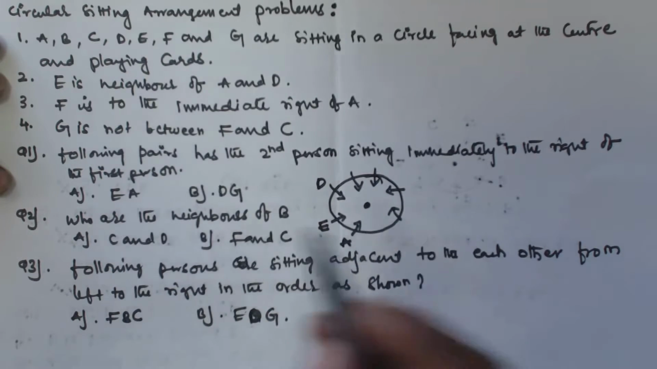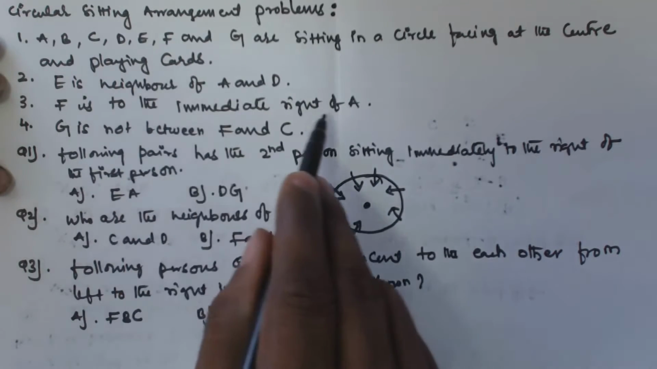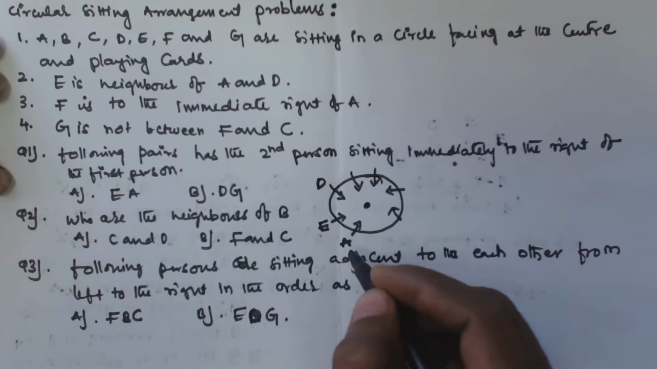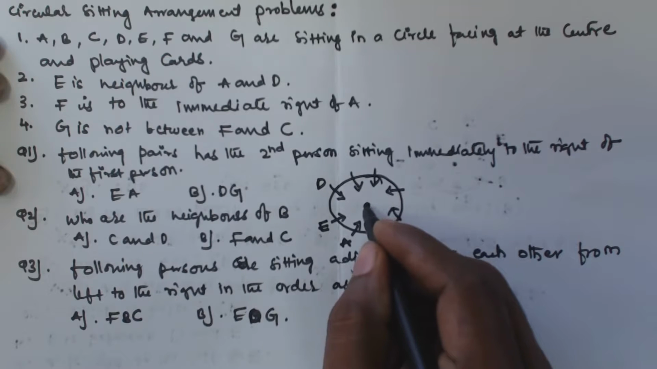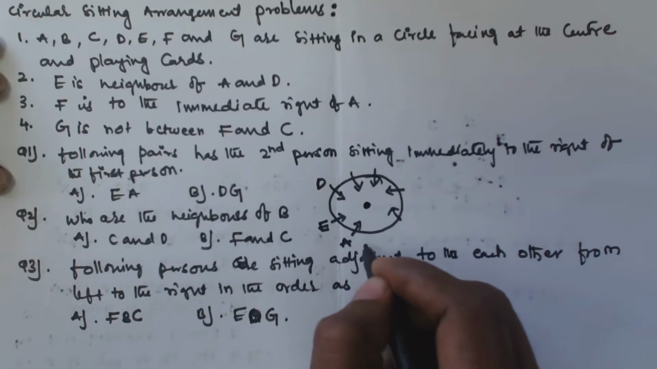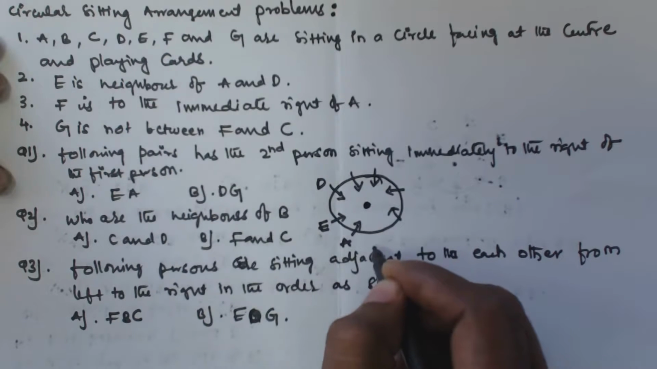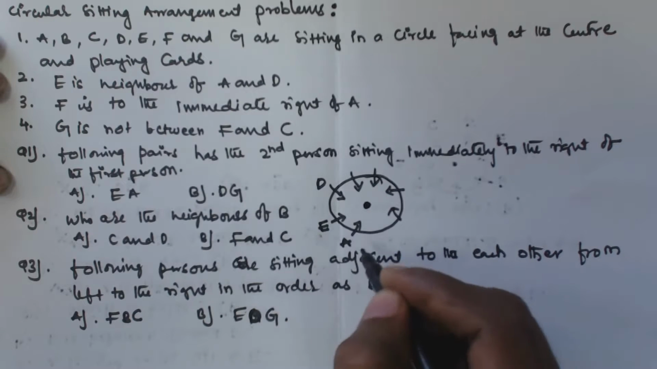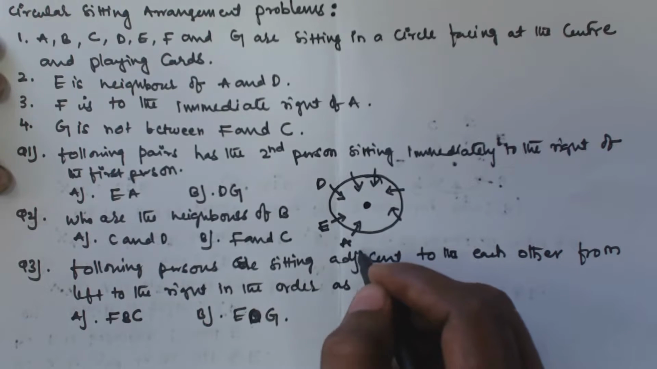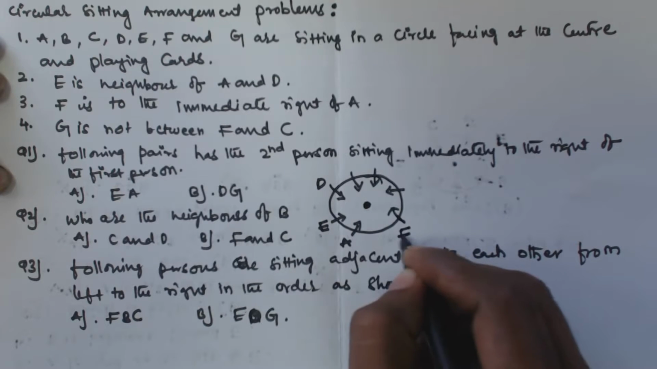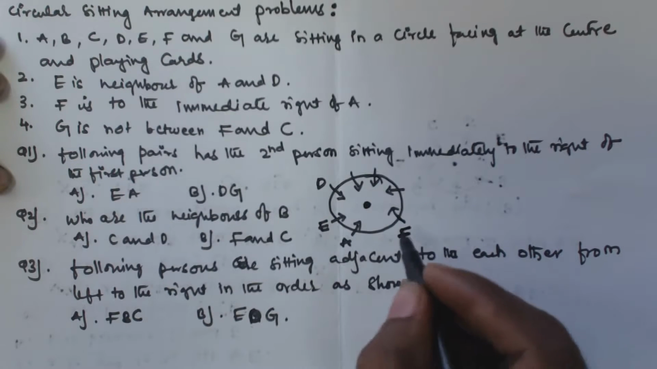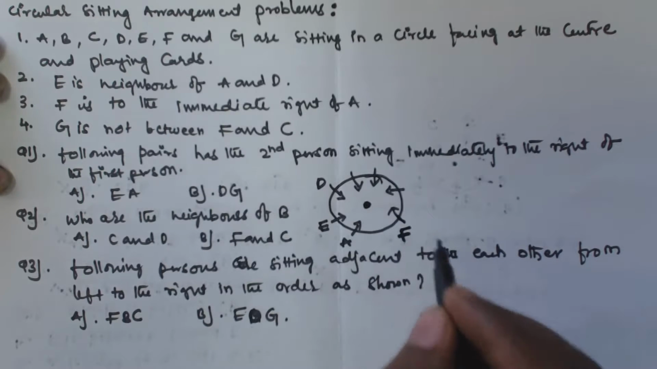And it is given that F is to the immediate right of A. A is facing the center, so this will become the right side and this will become the left side. F is to the immediate right of A, so F is sitting here.